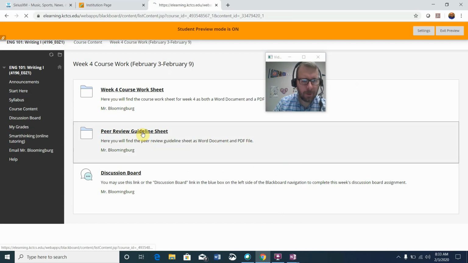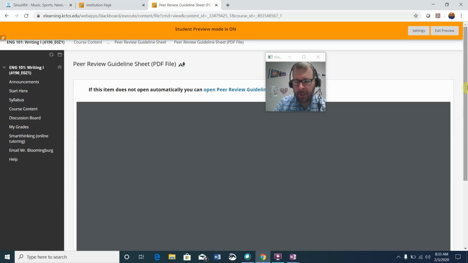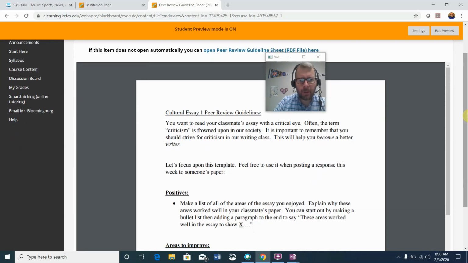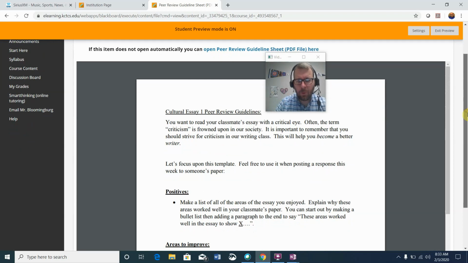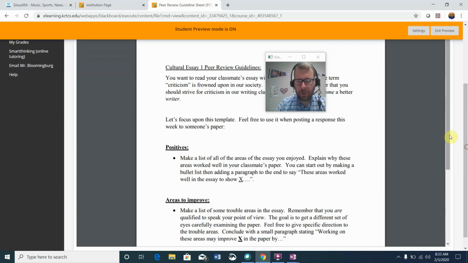Now, luckily, the peer review guideline sheet is the next thing that you'll find, so it's available as both a Word document and a PDF. So we'll just click on that and pull it up. The big thing is, and as I put on the sheet, I think oftentimes there's a tendency to look at criticism in a negative light. And certainly nobody wants to be criticized. But when it comes to academic writing and what you're trying to achieve as a student at the college, it's important. And it's not a bad thing when we think about criticism. It's how do we improve our work. So focus on this template when you're looking at your classmates' papers.